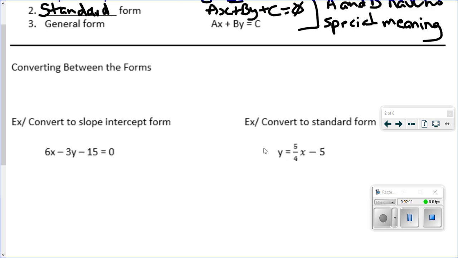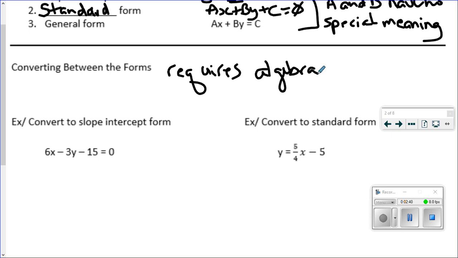Now, converting between the forms requires algebra. And you're going to find that the next couple of lessons are actually going to rely on your algebra knowledge a lot more than what we did before, which is why we took a break from lines so that we could do some algebra.